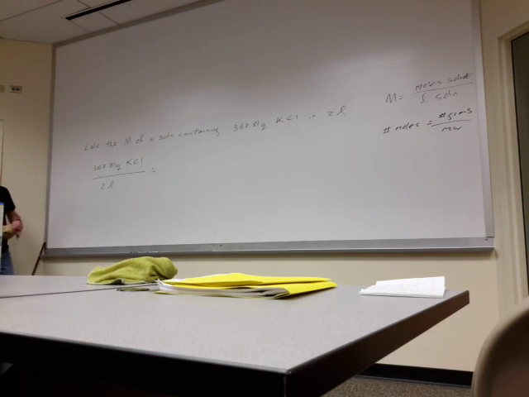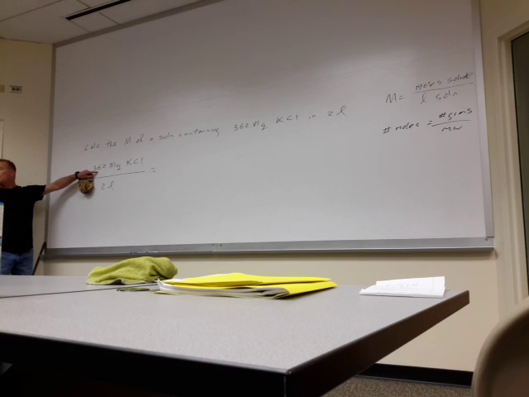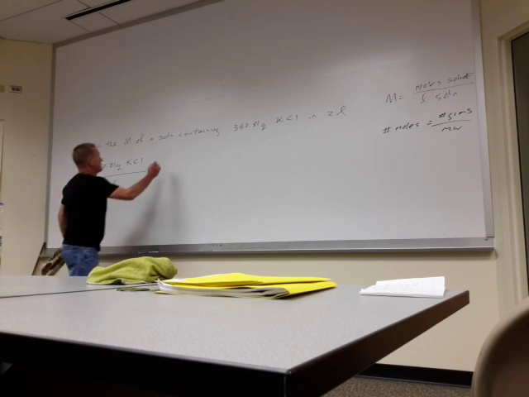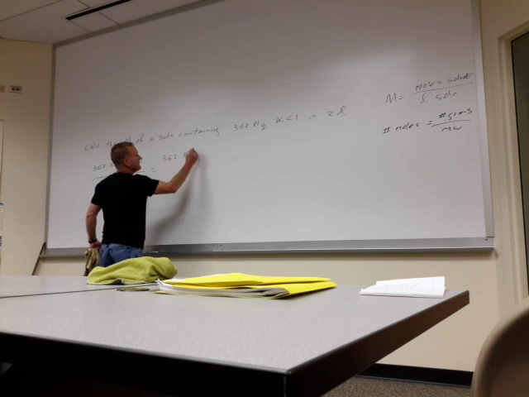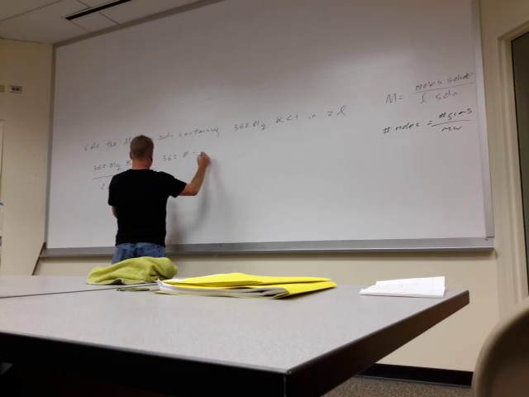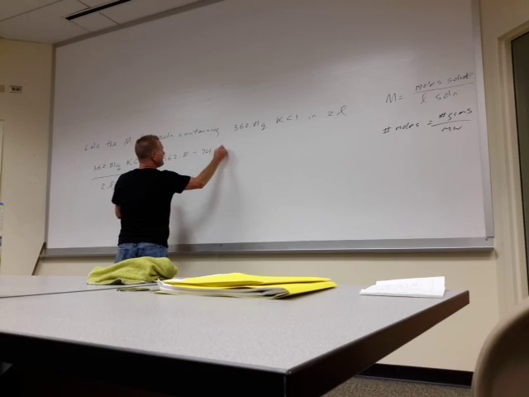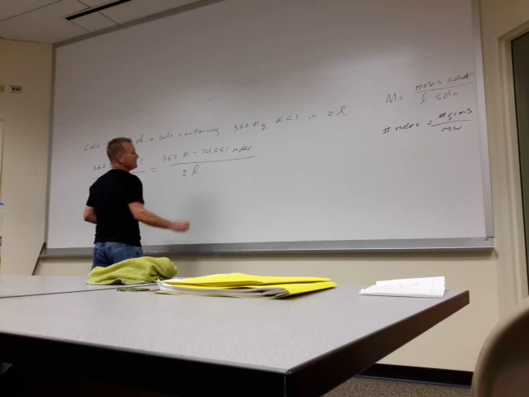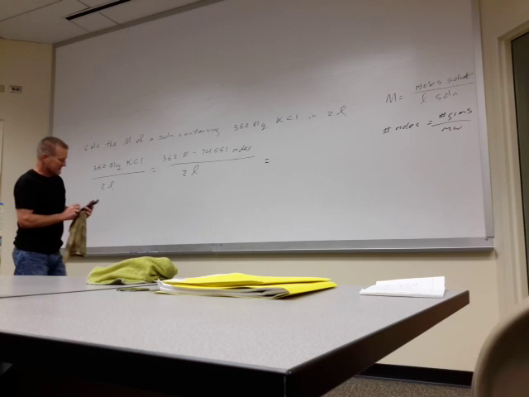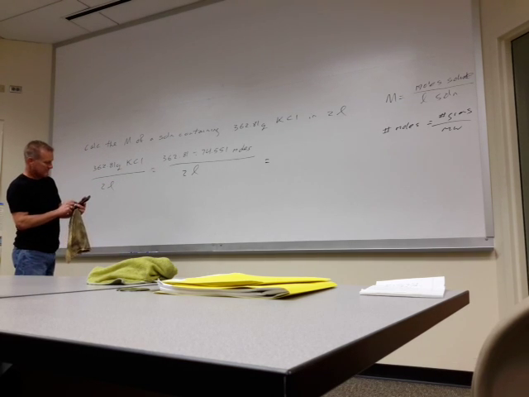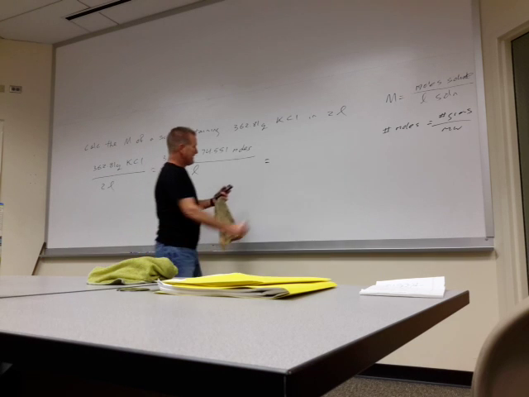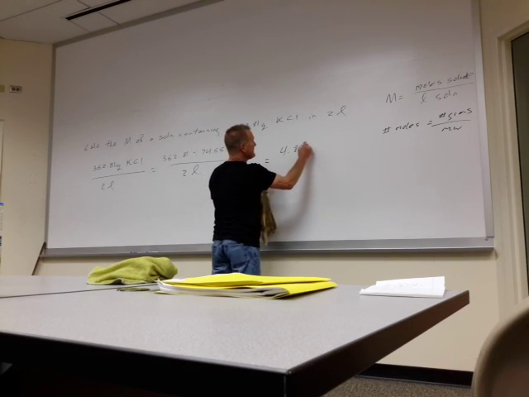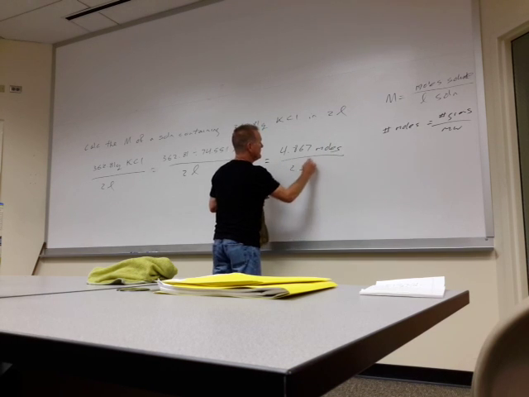What do I do with the molecular weight and this number? Divide? Molecular weight divided by this? Opposite, okay. So 362.81 divided by 74.551. Now I have moles. I still have that over 2 liters. So I do the division. And I get 4.867 moles over 2 liters.